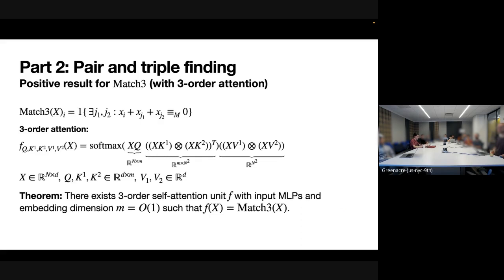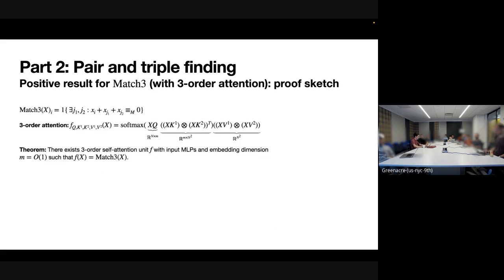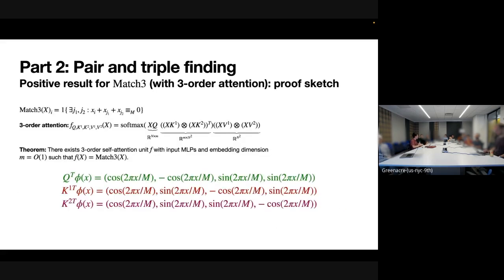But the key idea is that if you do this, then you can again get back this constant embedding dimension construction. And it's basically going to be using the same type of principle. We again have these trigonometric embeddings so that the inner product for a triple is going to be the cosine of the sum. And once again, you'll get that this is 1 if and only if all 3 things add up. So this is the same argument. You could continue generalizing this to 4, 5, whatever.